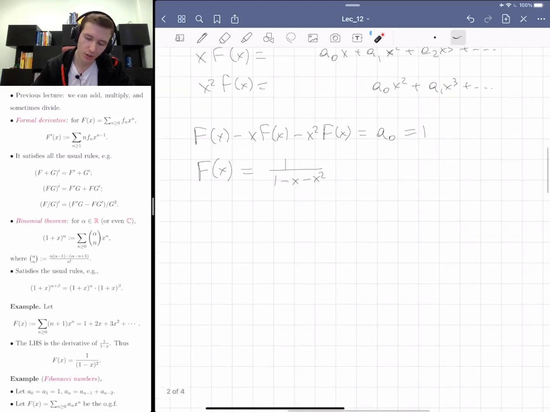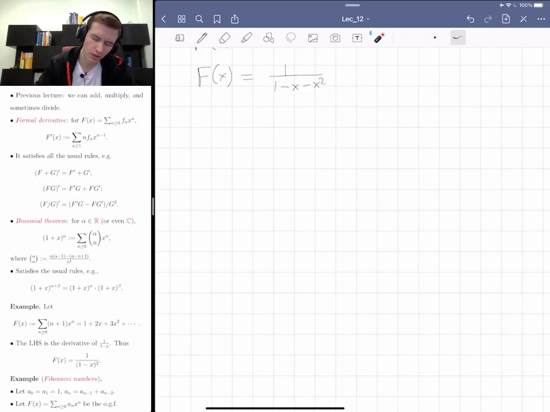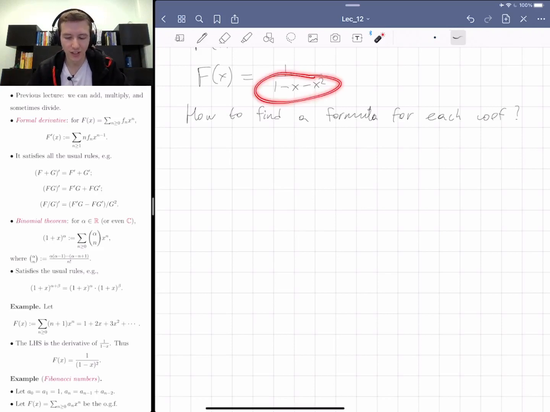Let's say I give you this generating function. How do you find a formula for each coefficient? I mean, of course, you can kind of reverse engineer a recurrence relation, but is there any other thing you can do with a function like this to then expand it as a Taylor series easily?